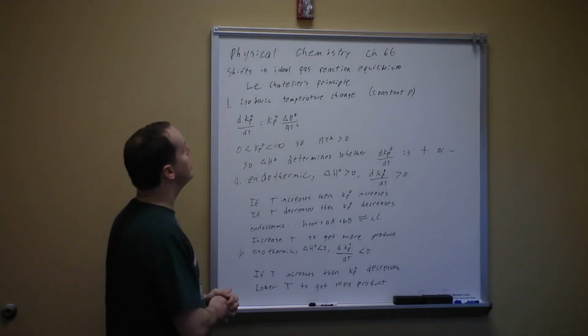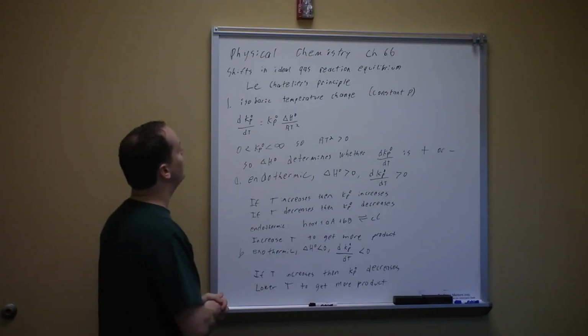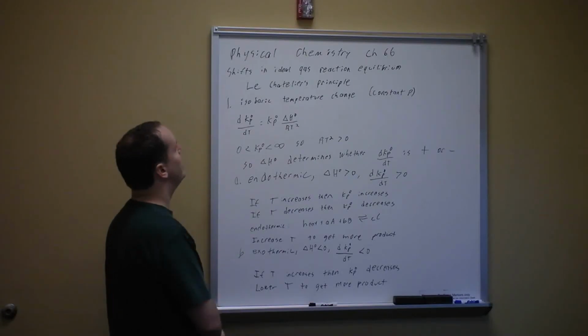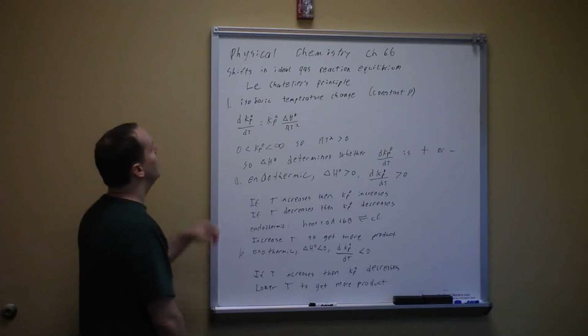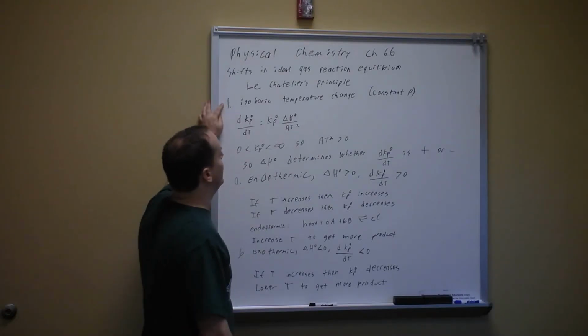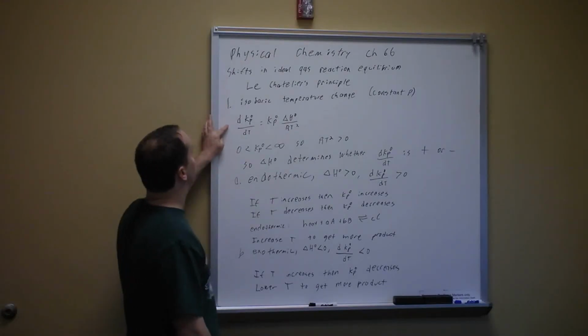Continuing on Physical Chemistry, Chapter 6, we're on Section 6 now. So let's talk about shifts in ideal gas equilibrium based on Le Chatelier's principle. One, we're going to look at isobaric temperature change. Isobaric means constant pressure, of course.